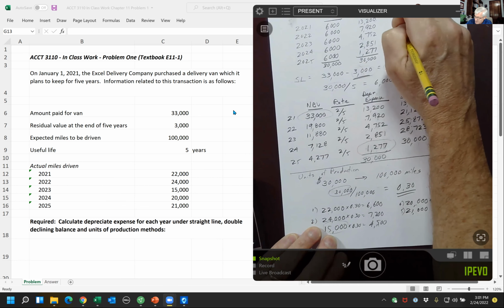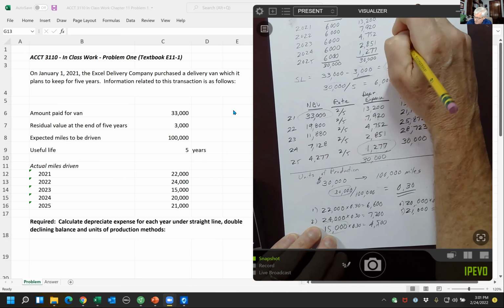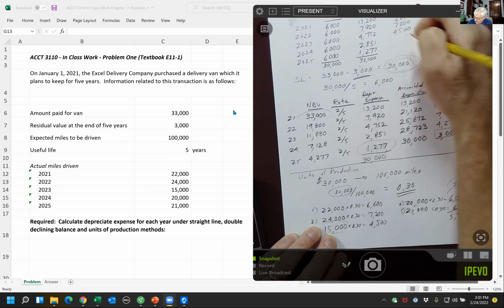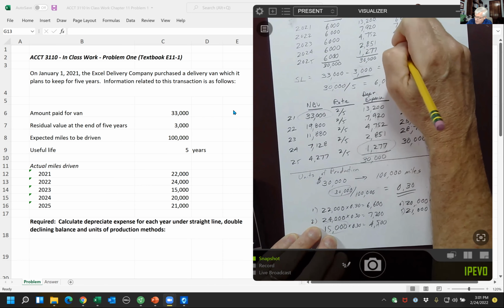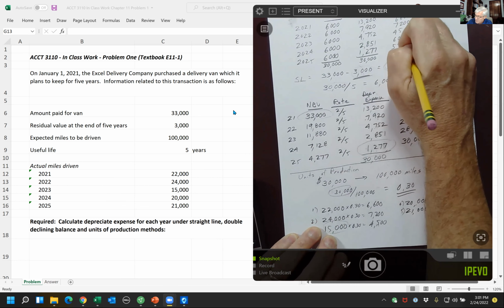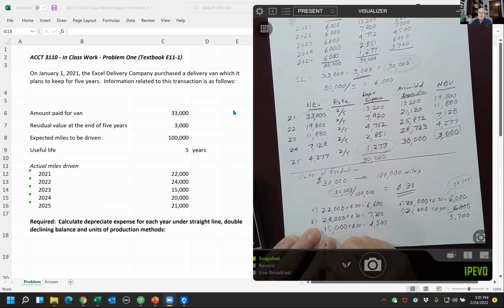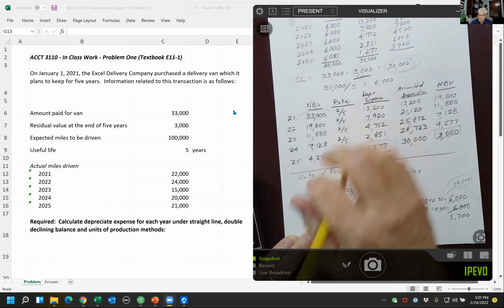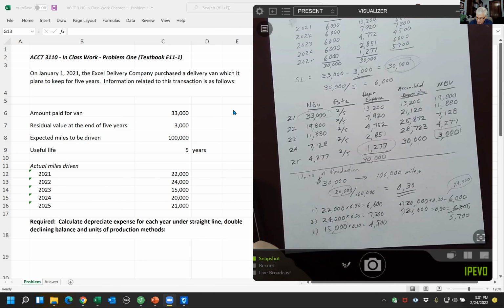6,600, 7,200, 4,500, 6,000, and 5,700. So if you're working on a problem on an exam, it's good to just double check your work there. I'm going to go double check mine.